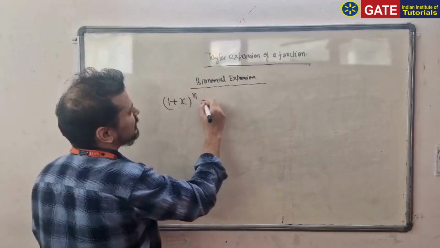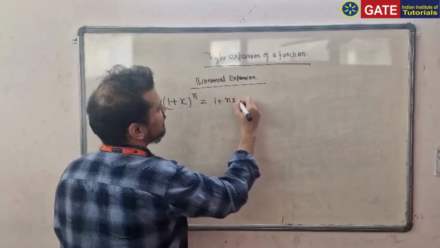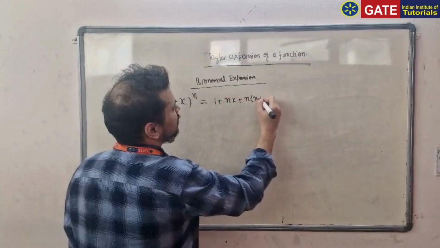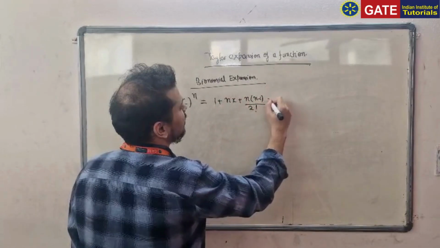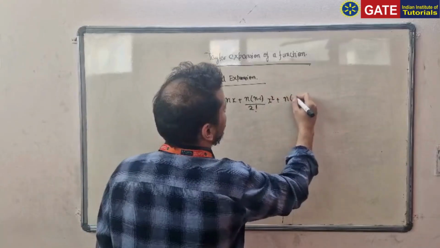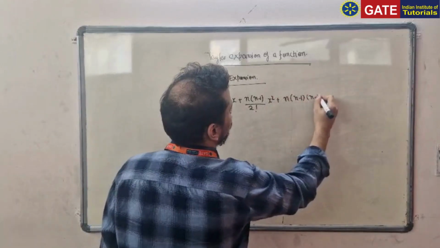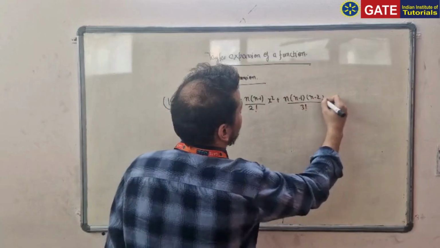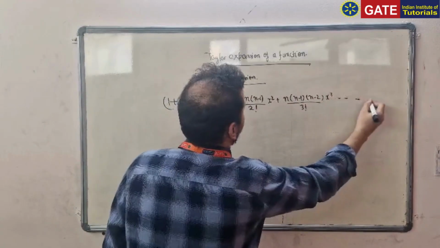This is the binomial expansion. Then we get 1 plus nx plus n times (n minus 1) by 2 factorial x square plus n times (n minus 1)(n minus 2) upon 3 factorial x cube, and so on. This is called the binomial expansion.